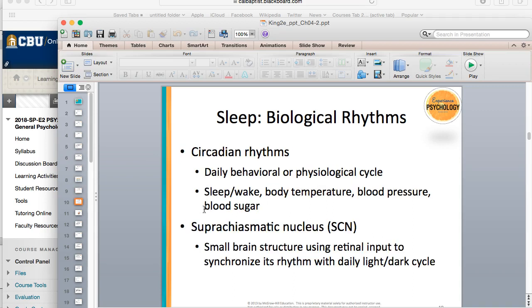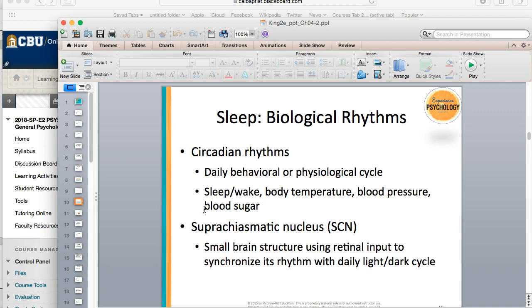Circadian rhythms. I won't go into that too much. Well, I guess I can. Daily behavioral or psychological cycle. It's sleep, wake, body temperature, blood pressure, and blood sugar. So these are regulated with sleep.